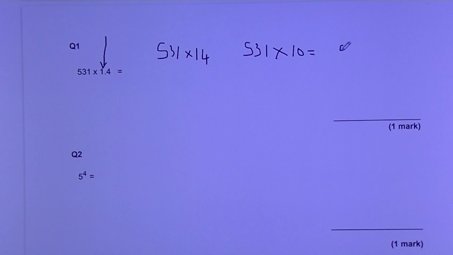531 multiplied by 1.4. In this case, the decimal point is the issue. So we notice that there's one decimal place in the sum. I'm going to calculate 531, ignore the decimal point, and multiply it by 14. First, 531 times by 10 is 5310.